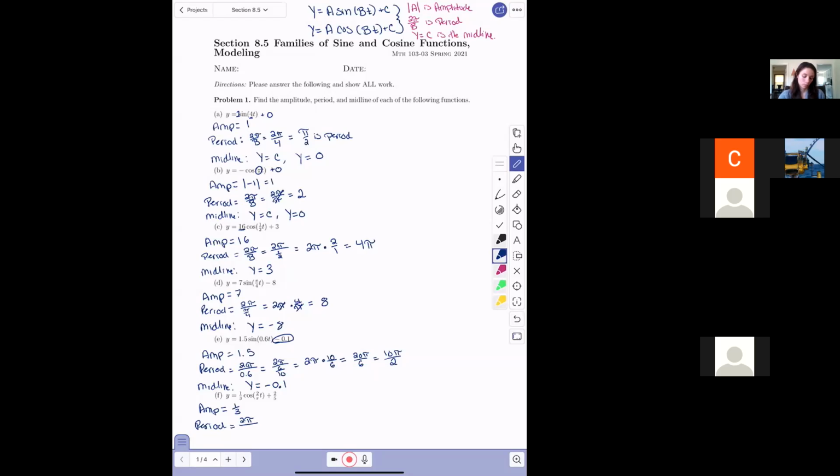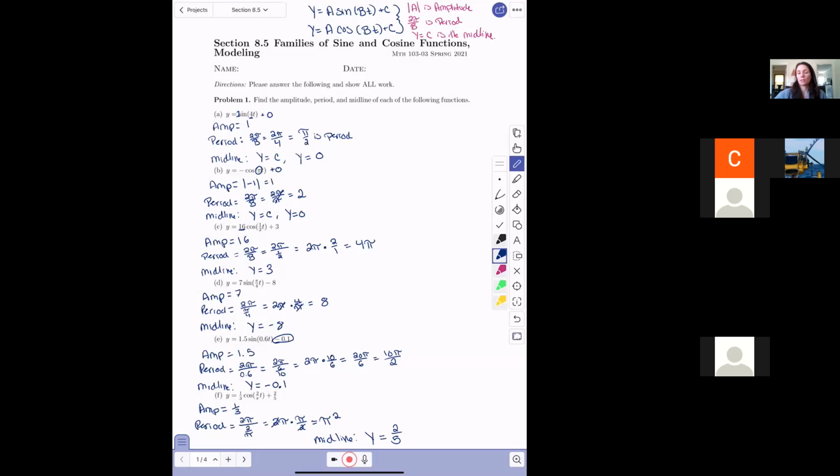Two over pi. Good, thank you guys. 2 over pi. Again, we could rewrite this as 2 pi times pi over 2. The 2's divide out to 1, and we're left with pi squared as our period. And lastly, the midline is y equals what? 2/5. 2/5, good.